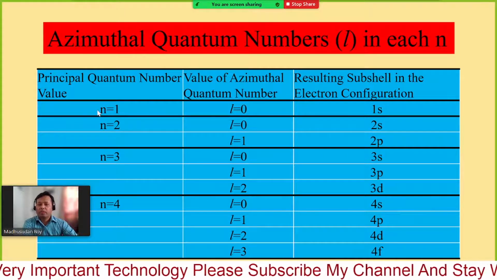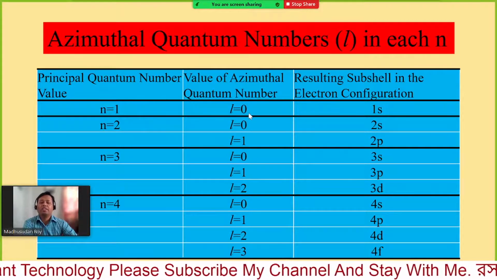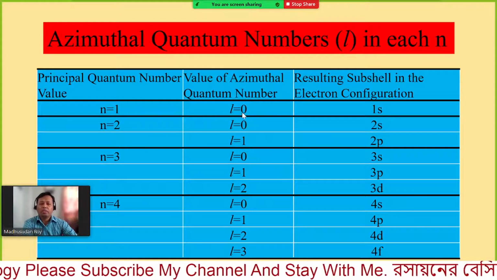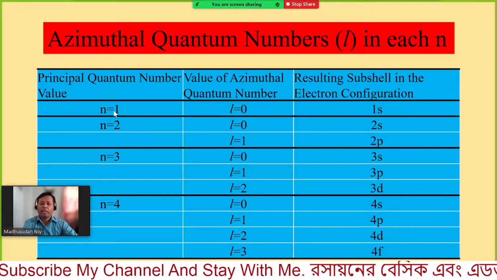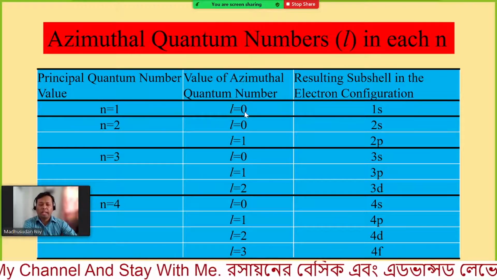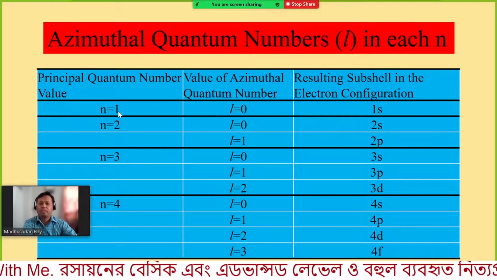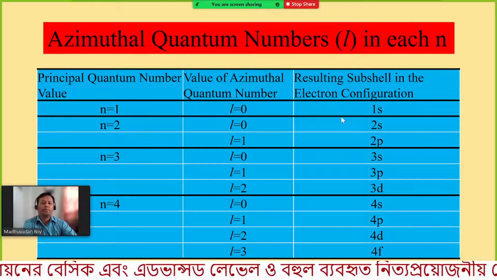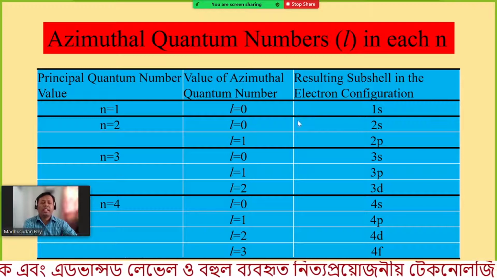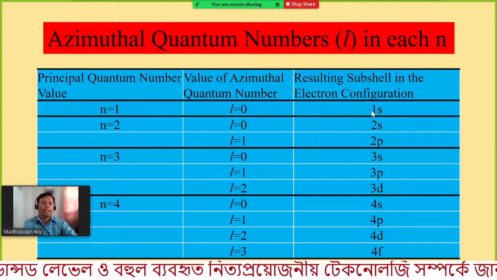Let us consider n equal 1. So we know the value of L will be n minus 1. For that one, L equal 0, because n minus 1, that means 1 minus 1, will be 0. So in the first shell there will be only one subshell.